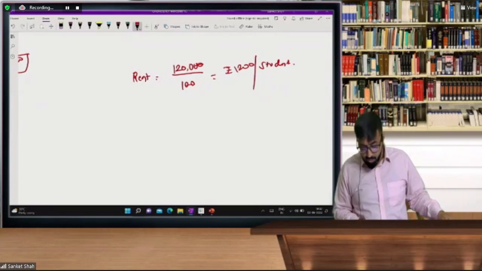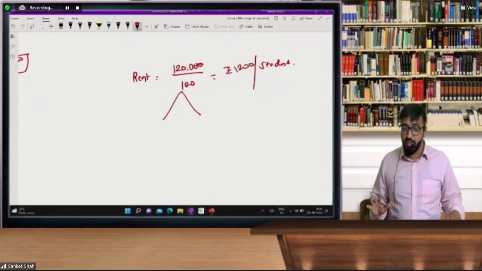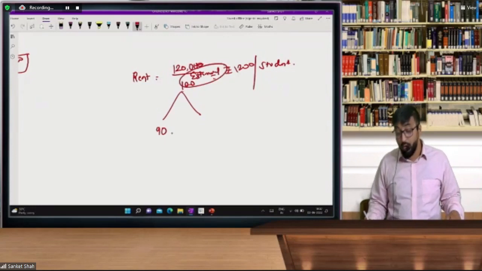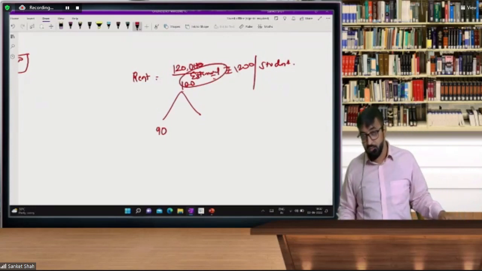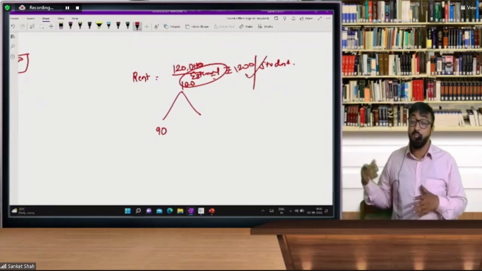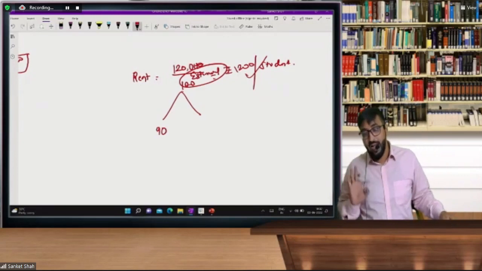Now suppose my rent is going to be static. It is not going to change. But the number of students is going to change because this is estimated. This is a normal capacity. But now only 90 students have taken admission. So I cannot tell them, please give me increased fees. No one will accept this. Once fees are decided, it has to stay.